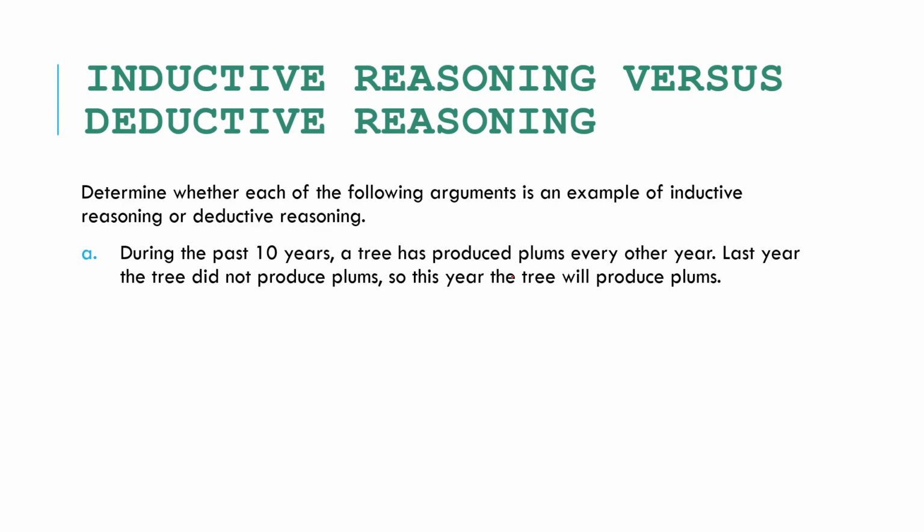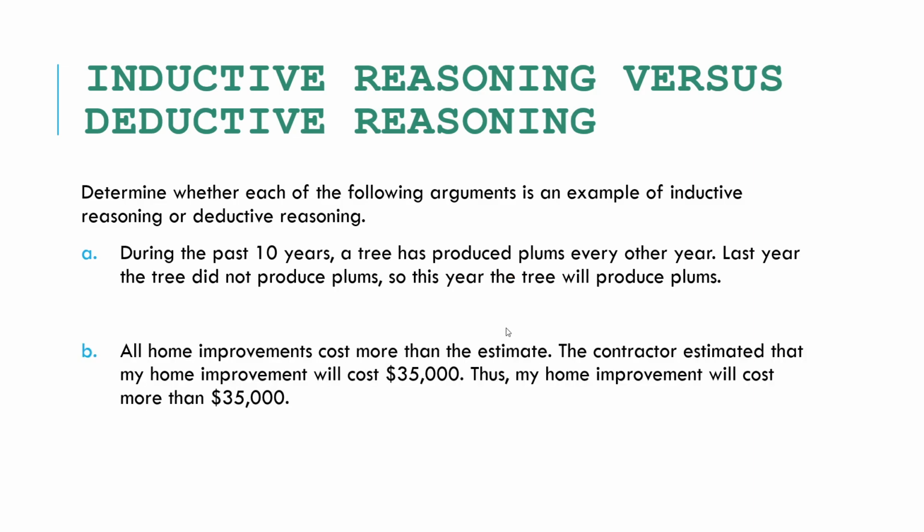Now, for letter B, and again 2 to 3 seconds after reading the statement, try to guess what reasoning we have here. All home improvements cost more than the estimate. The contractor estimated that my home improvement will cost 35,000 US dollars. Thus, my home improvement will cost more than 35,000 US dollars. Again, 2 to 3 seconds. What is the reasoning that we used for this argument?